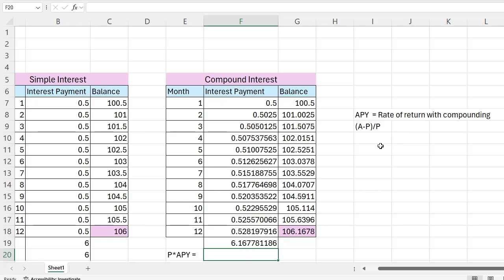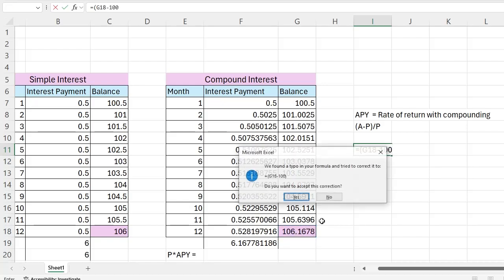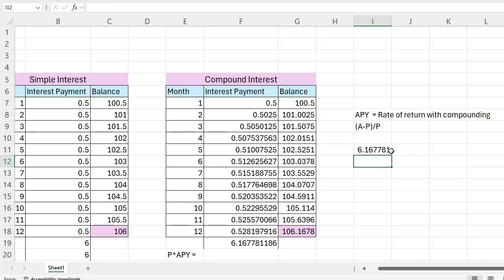So let's calculate that. Let me use the amount that I have at the end, which is this $106, right? Minus the amount that I started with, which was $100. That was my principal. Oops, sorry about that. Okay, then divide that by my principal, started with $100, and then press enter. And so this is my APY.